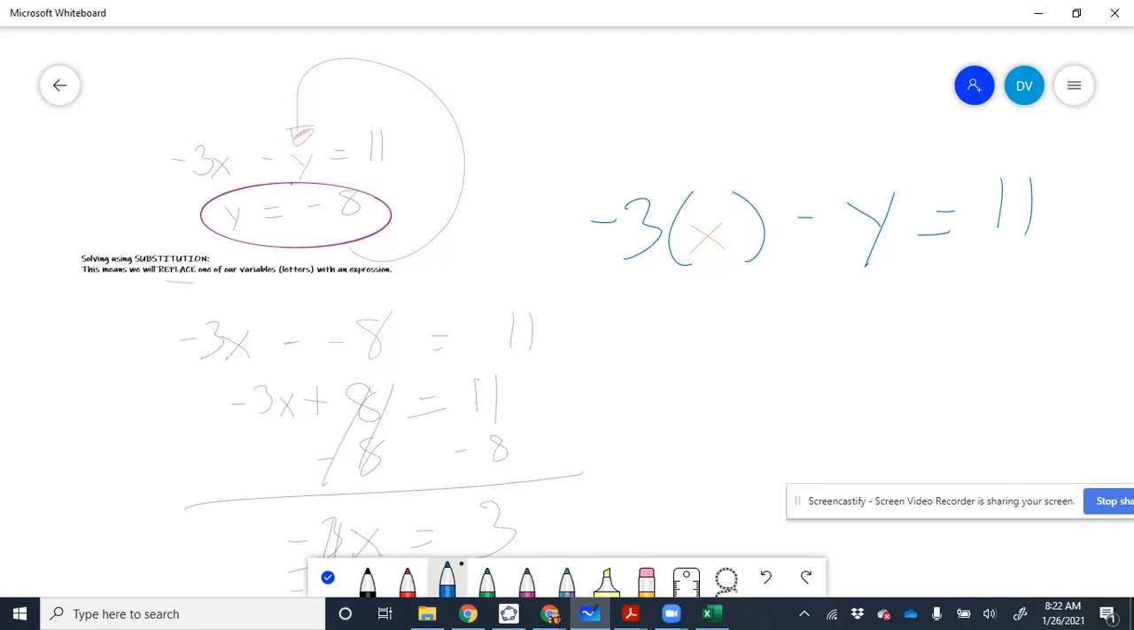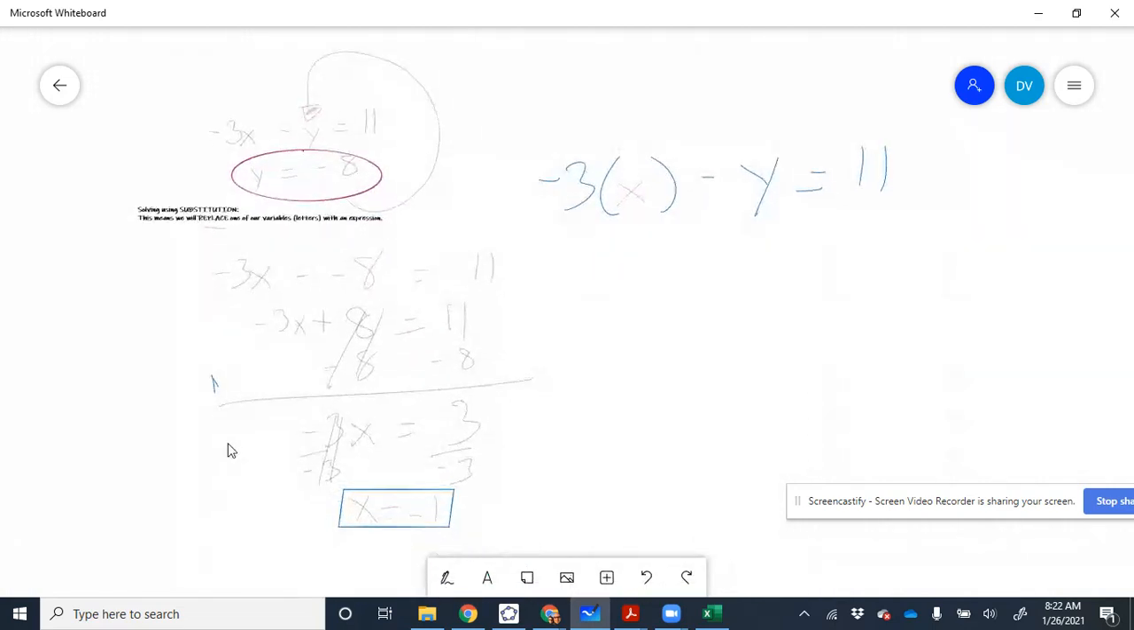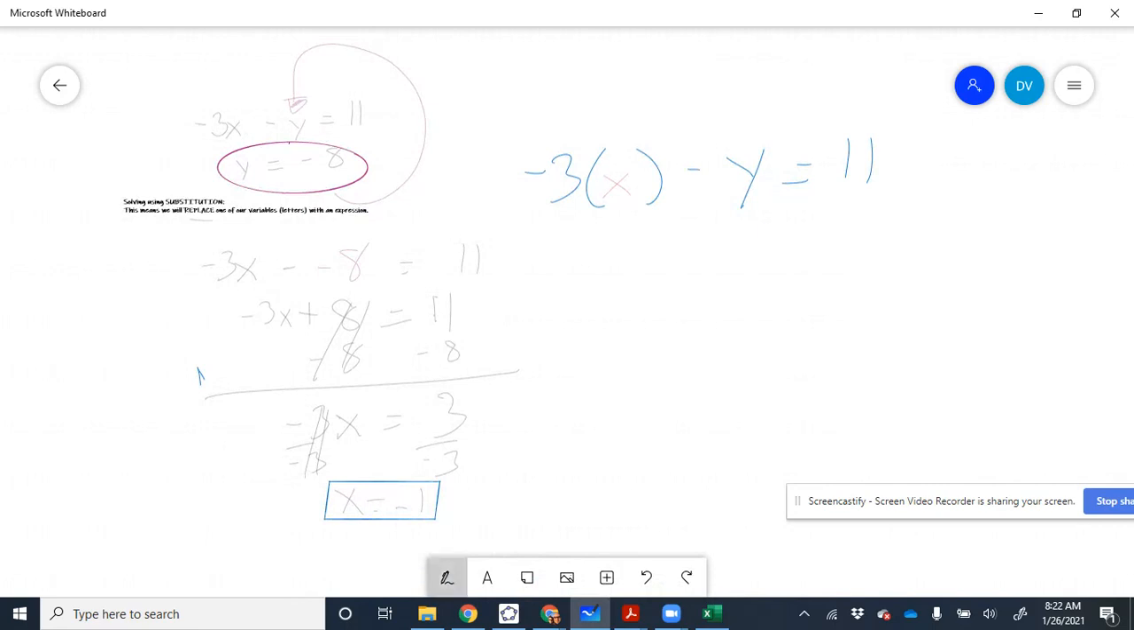And we're going to erase and replace. Remember what we said that x was? It's down here at the bottom. x was negative 1, so I'm going to erase that x and replace it with a negative 1. And we'll simplify what we have. Negative 3 times negative 1 is positive 3.